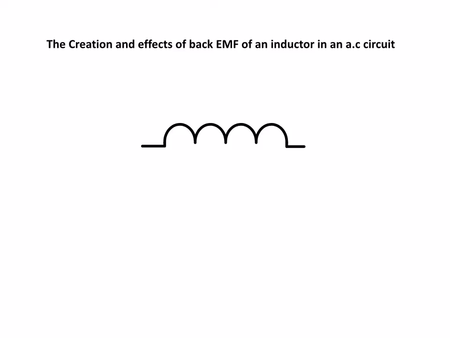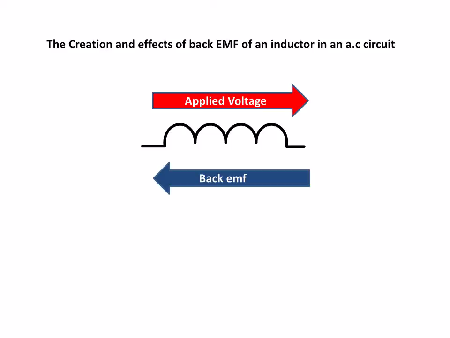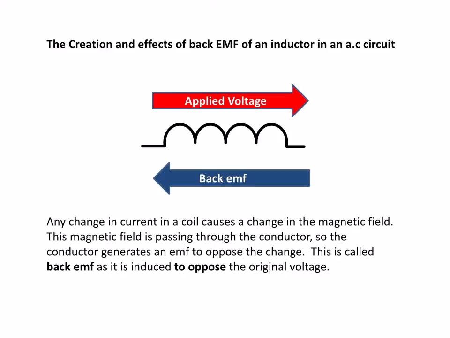The creation and effects of back EMF of an inductor in the circuit. If we apply a voltage to a coil, the EMF that's produced will be in opposition to that applied voltage. So that follows Lenz's law, that the EMF that's produced by a coil will be in direct opposition to the applied voltage. And there's some words there that say the back EMF is induced to oppose the original voltage.